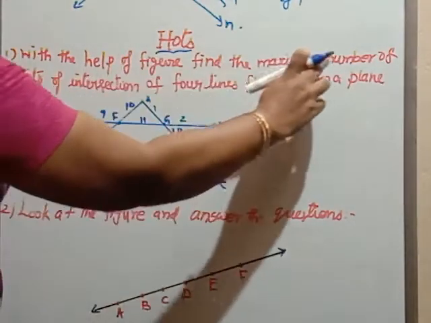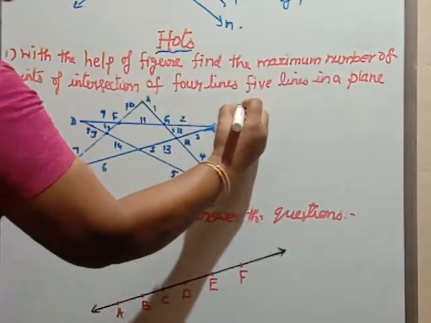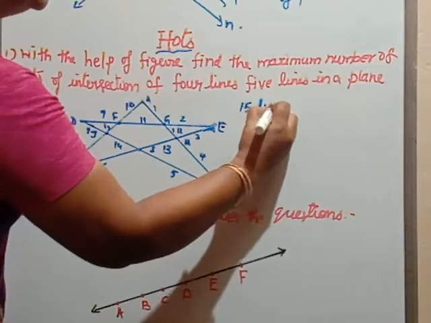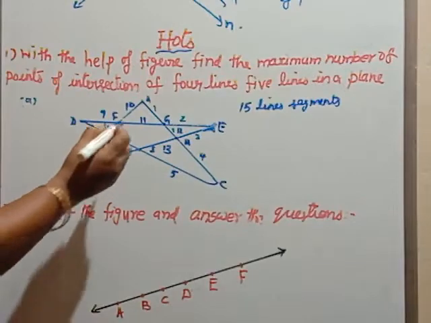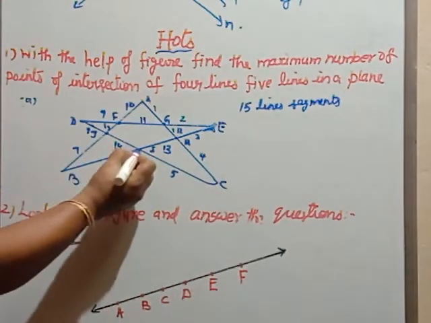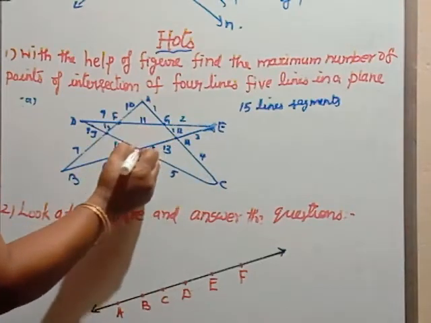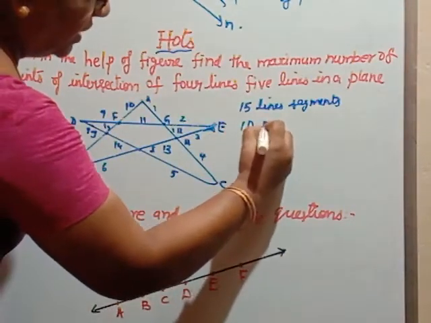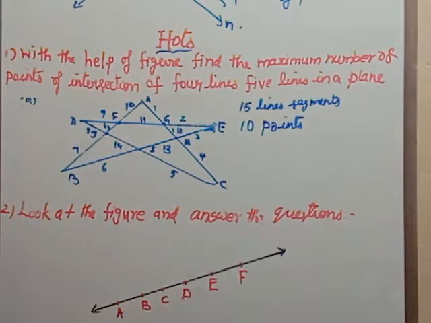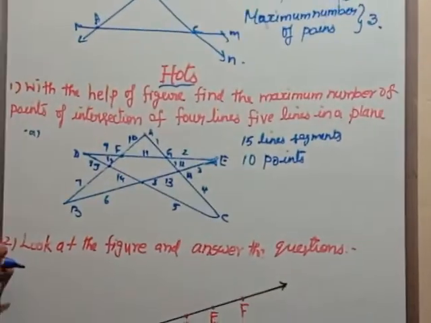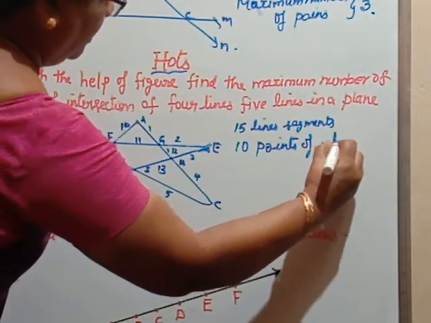With the help of the figure, find the maximum number of points of intersection of 4 lines and 5 lines. 15 line segments you'll get. How many points you'll get? 1, 2, 3, 4, 5, 6, 7, 8, 9, 10. How many points will you get? Intersection points, 10 points you will get. 15 line segments you will get. Now, look at the points of intersection you will get.